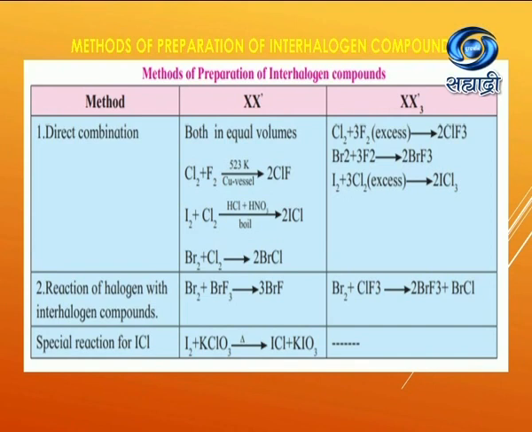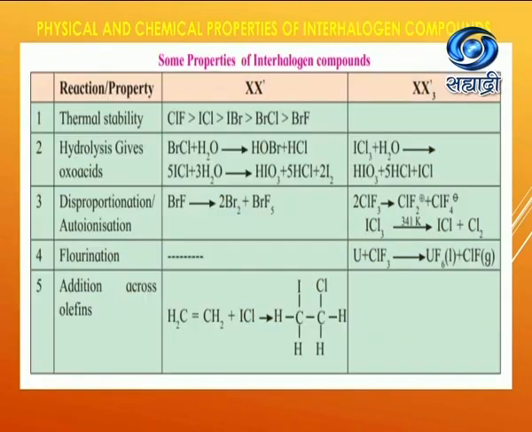Then reaction of halogen with interhalogen compound. So if Br2 is treated with BrF3, it forms BrF. So bromine treated with bromine trifluoride forms bromine monofluoride. Or bromine treated with ClF3 forms BrF3 plus BrCl. So these are some of the methods of preparation of interhalogen compounds.